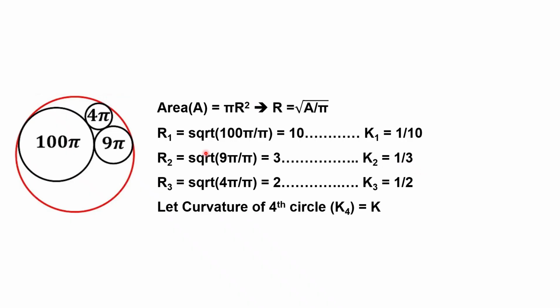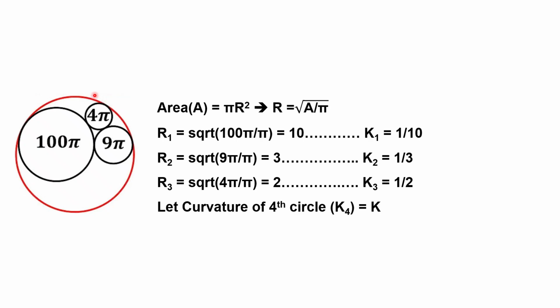Right? 1 by radius, that is curvature, and radius would be square root of area divided by pi. So 100 pi divided by pi is 100, square root 10, radius 10, curvature 1 by 10. Similarly, 4 pi divided by pi is 4, square root 2, so radius 2, curvature 1 by 2, and so on. So we get the curvatures as 1 by 10, 1 by 3, and 1 by 2.